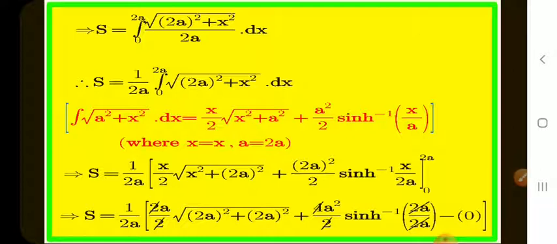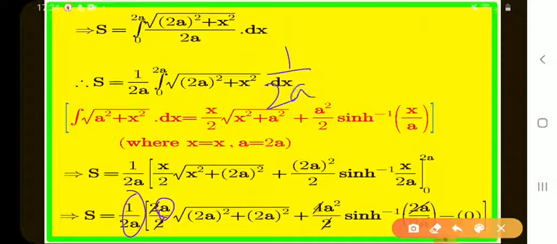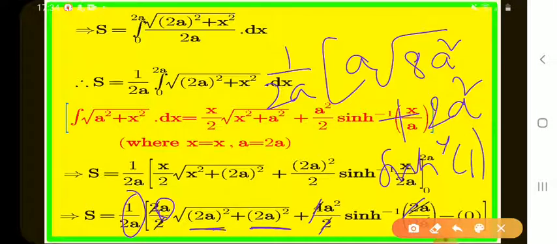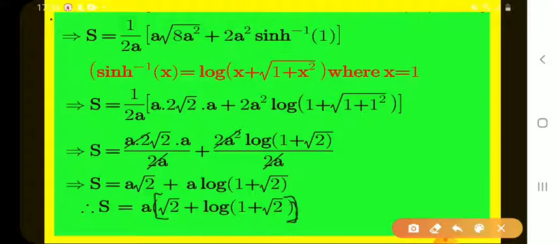Next, what do we get here? First, 1 by 2a outside. Next, a into what is the root term? 4a square plus 4a square, that means 8a square, plus 2 and 4 cancel, after that we get 2a square sinh inverse 2a cancel here, so 1, 2a square sinh inverse. This is the next line. See here, 1 by 2a into root 8a square into sinh inverse 1. Okay, same 1 by 2a as it is, I write a.